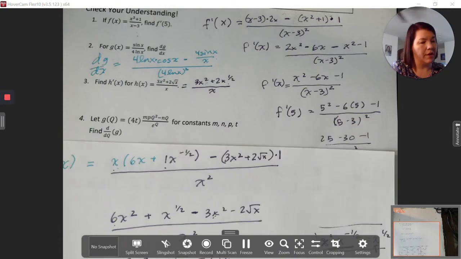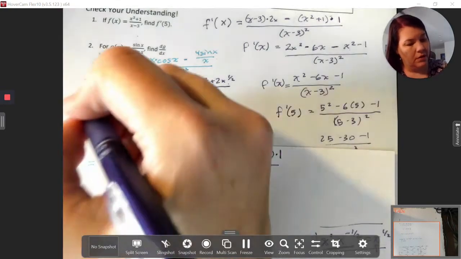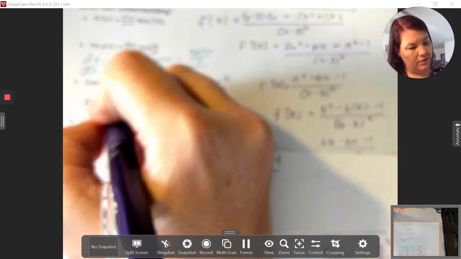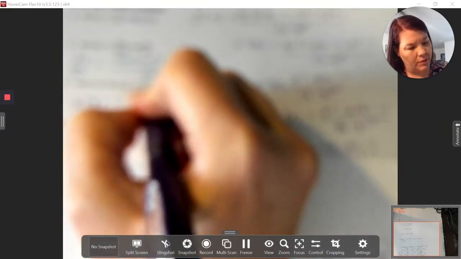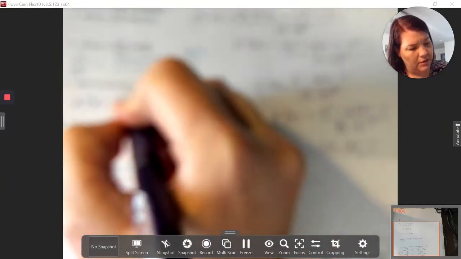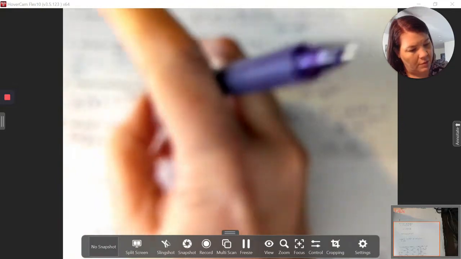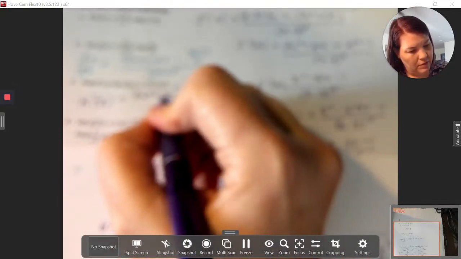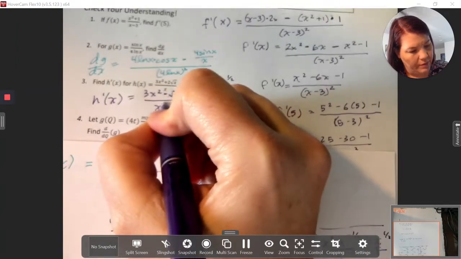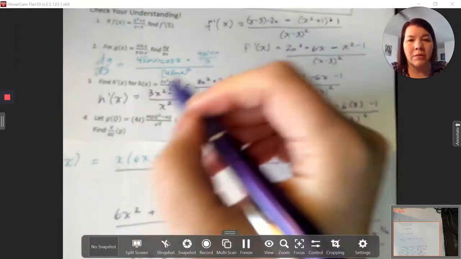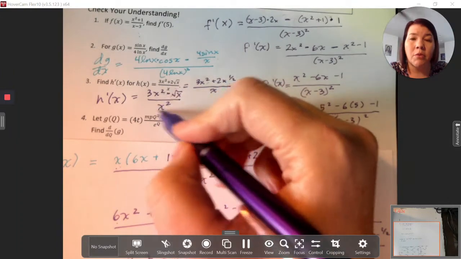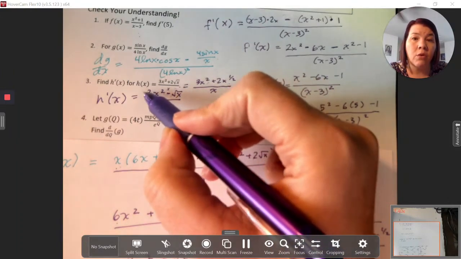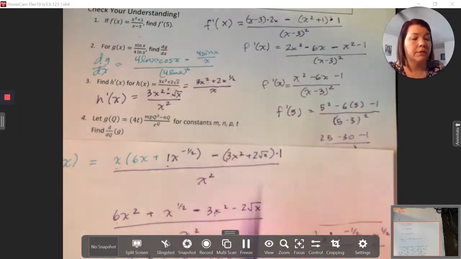Okay, so I'm going to go ahead and write down the answer for this. H prime of x equals 3x squared minus radical x over x squared. Now sometimes we get really tempted to start canceling things out, but remember you can only cancel it out if it can be factored out of the whole thing, which x squared cannot.